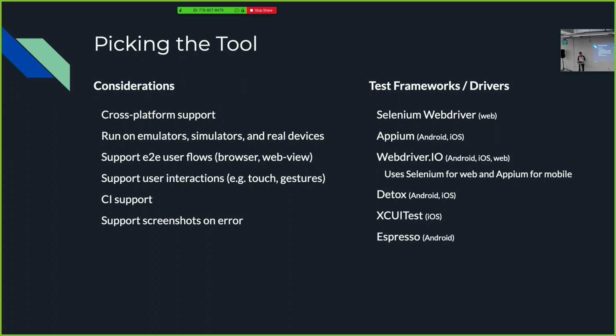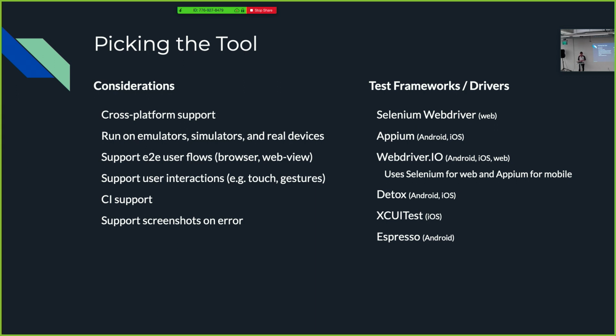And then there's continuous integration support, just making sure that if you make changes to your app and you build it, part of your pipeline is running these tests and reporting the right errors or the right status of those tests. And then finally, as a nice quality of life feature, taking screenshots when there are failures is something that's also really nice.